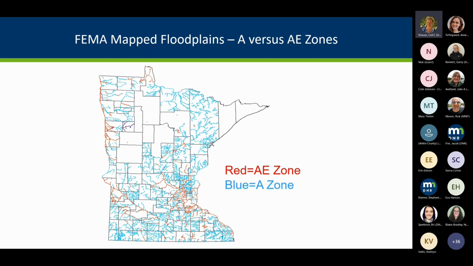Statewide, we have a lot of the A zone where we don't have the detailed supporting models and data. We do have a fair amount of detailed area, those red areas, especially in the metro and along the major rivers, or areas where we have a greater flood risk. We tend to have the effort where we got more data and we have the detailed supporting data.